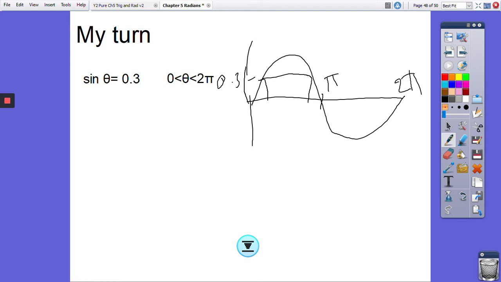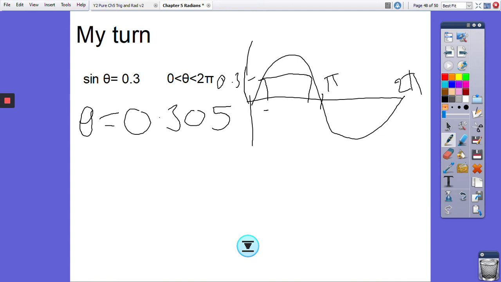Okay, but the point is we're going to have to work out this value, the principal value here, by doing inverse sine of 0.3, making sure you've got that little r. We're in radians now. Make sure you change your calculator into radians. Do inverse sine of 0.3 and you should get 0.305. Oh, isn't that value, that 0.3 and 0.305, quite close to each other?